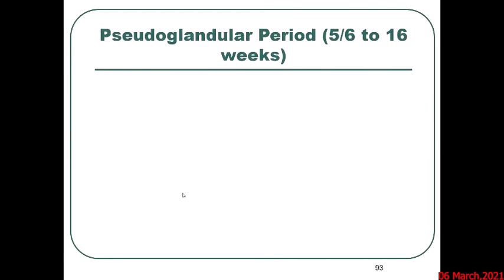Now the pseudoglandular period starts from 5 to 6 weeks and lasts to 16 weeks. The embryonic period is up to 8 weeks. Sorry, it begins before the fetal period. So from 5 to 6 weeks to 16 weeks, that is 4 months, is the pseudoglandular period.